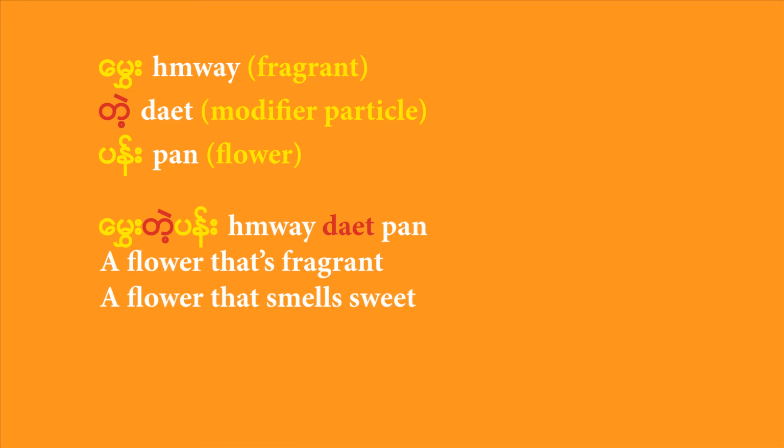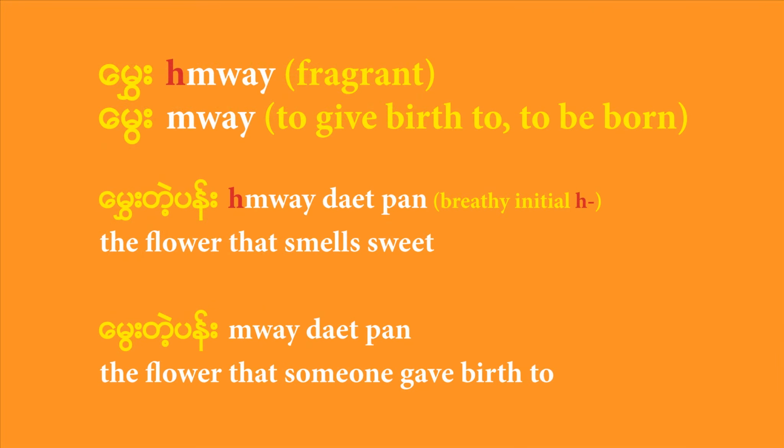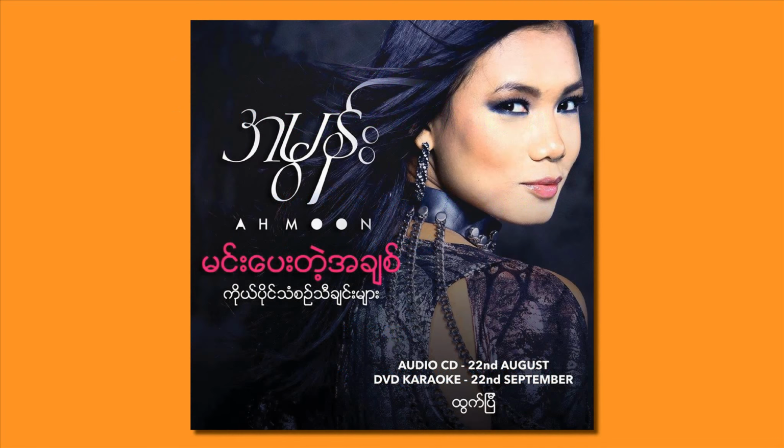Be careful with the pronunciation of the word hmoe, to be fragrant, to smell sweet. It's not moe, by the way. That's different. You have to start with a breathy, nasal sound. So you have to say hmoe, not moe. Why does it matter? Well, because moe is to be born, to give birth to something. Hmoe, on the other hand, is to be fragrant, to smell sweet, to smell lovely. So if you do not pronounce it right, you might be saying somebody gave birth to a flower instead of saying a flower that smells sweet. So one more time, a flower that smells sweet is hmoe de pan. It's not moe de pan. Let's take it up a notch, shall we?